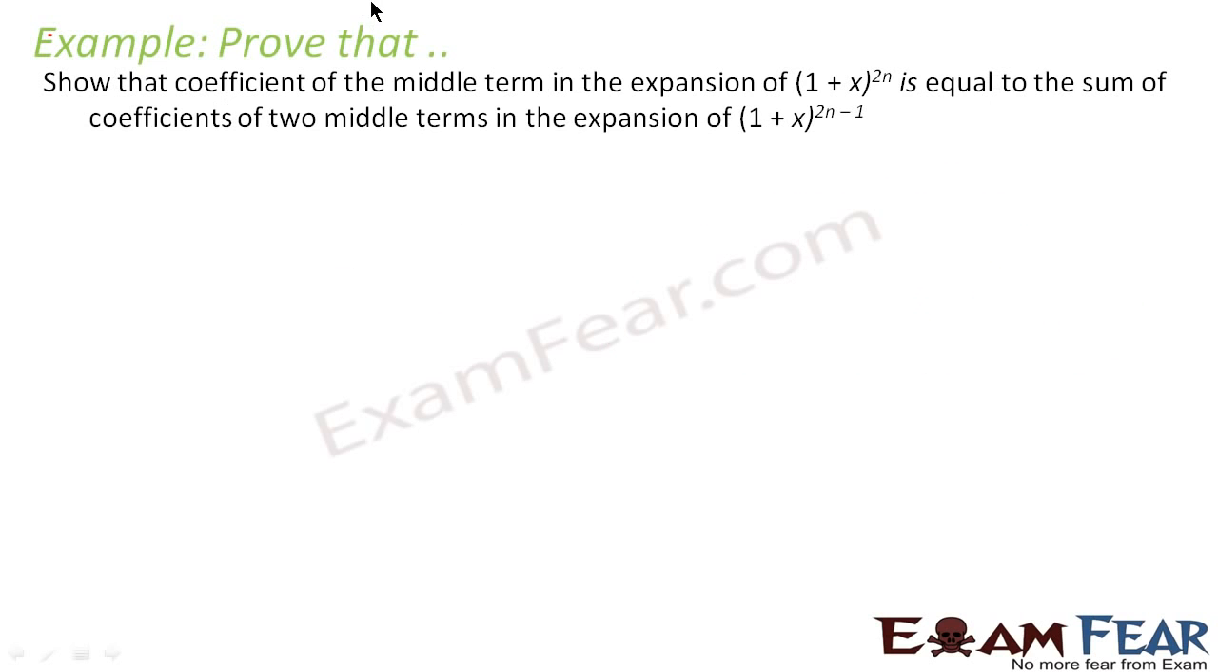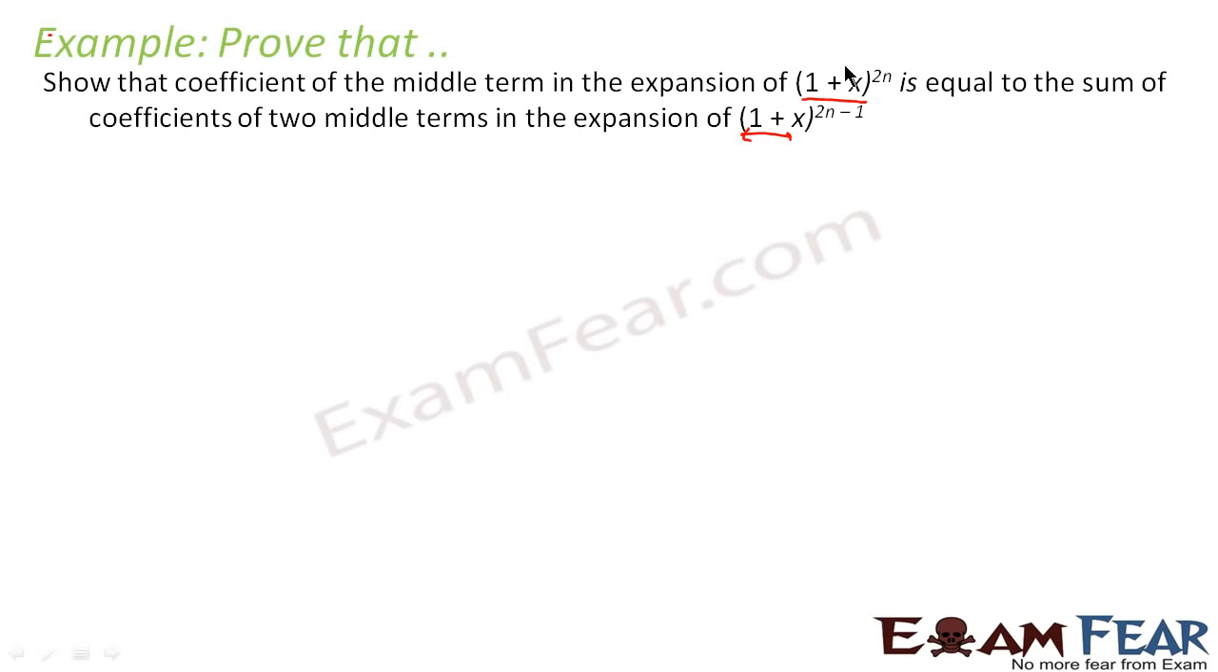In this example, we have to show that the coefficient of the middle term of the expansion (1 plus x) to the power 2n is equal to the sum of the coefficients of the two middle terms of the expansion (1 plus x) to the power 2n minus 1.